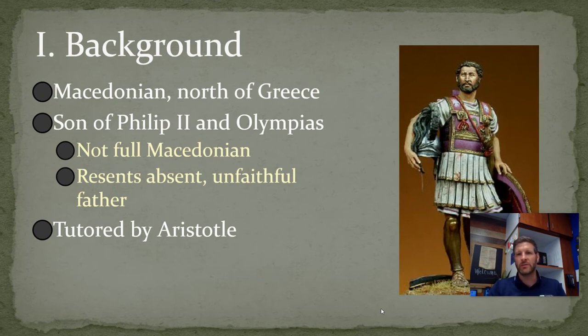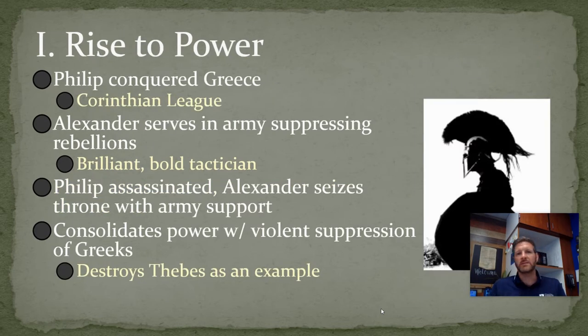This is a statue of his father, Philip II, who's often depicted as missing an eye that he lost in battle. Why? Because Philip was known as the uniter, or to some, the conqueror and oppressor of Greece.